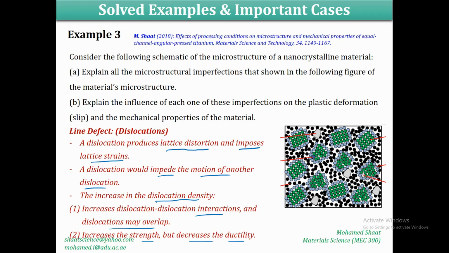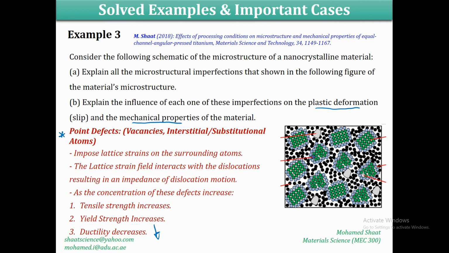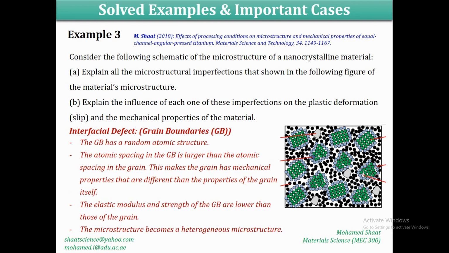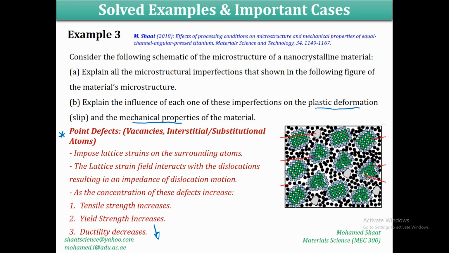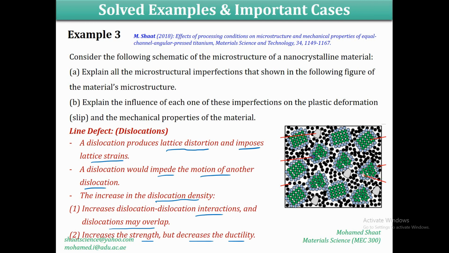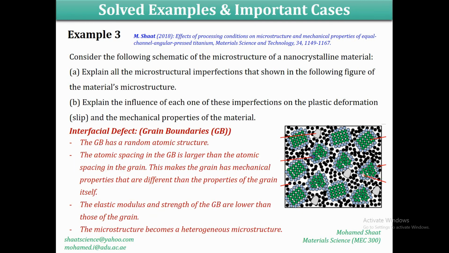In addition to these line defects and point defects, which are nothing new so far, what about the interfacial defect such as the grain boundary? We said that the interfacial defects are two things: grain boundaries, and the surfaces of these grains and of the pores. So let us focus on the grain boundary first. As we said here, these black atoms represent the atomic structure of these grains, and as you can see, the grain boundary has a random atomic structure. Atoms within the grain boundary are very random.